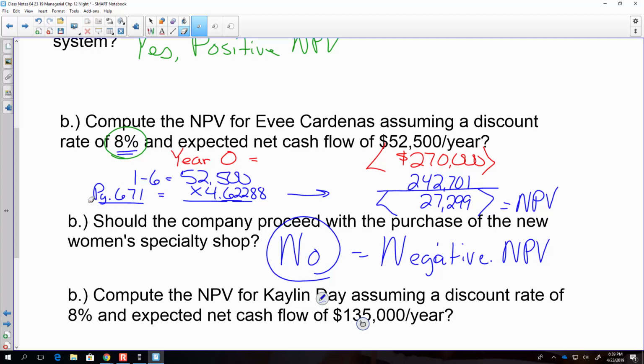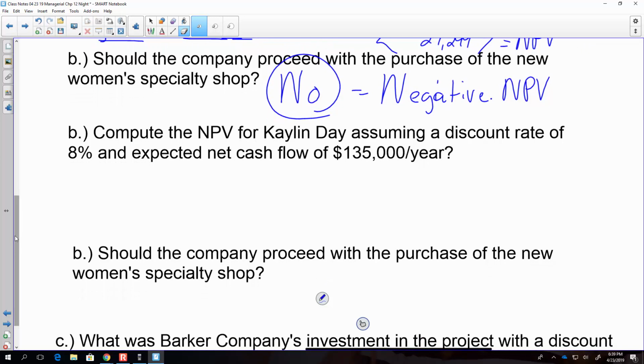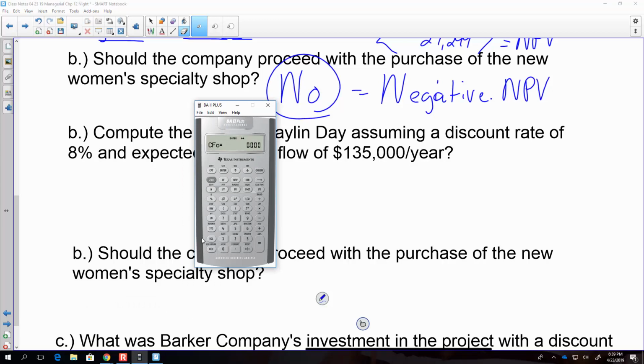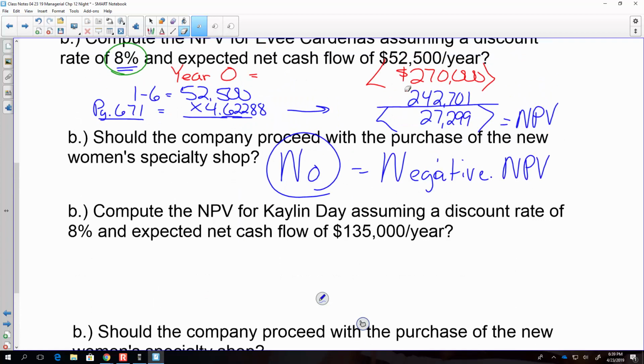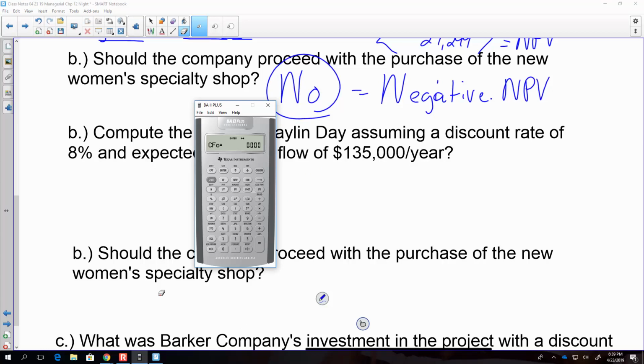Let's do the next one. This is still B, but let's use our calculator here. So what changed is the amount of cash flow expected. We're still doing a $270,000 investment. We're still doing an 8% expected return. The only change is that we're now using 135 as our cash flow per year. All right, so we're starting on cash flow. We're spending $270,000 at zero. 270 negative. Make sure you put the negative in.